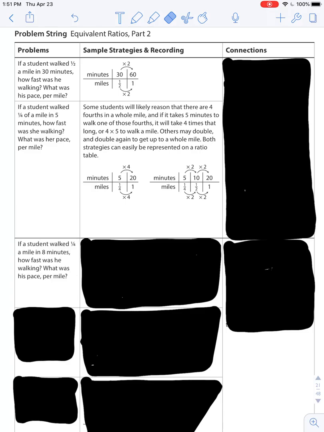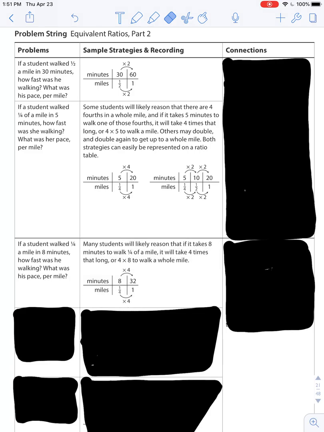Let's look at the next example. If a student walked 1/4 of a mile in 8 minutes, how fast was he walking? What was his pace per mile? If you'd like to solve this on your own, pause the video now. And the solution for this one, again, you can multiply by 4. You could double like you did in the previous one, but likely now that you've seen just multiply by 4, most of you probably were thinking that. And 8 times 4 would give us 32, so it would take him 32 minutes to walk 1 mile.